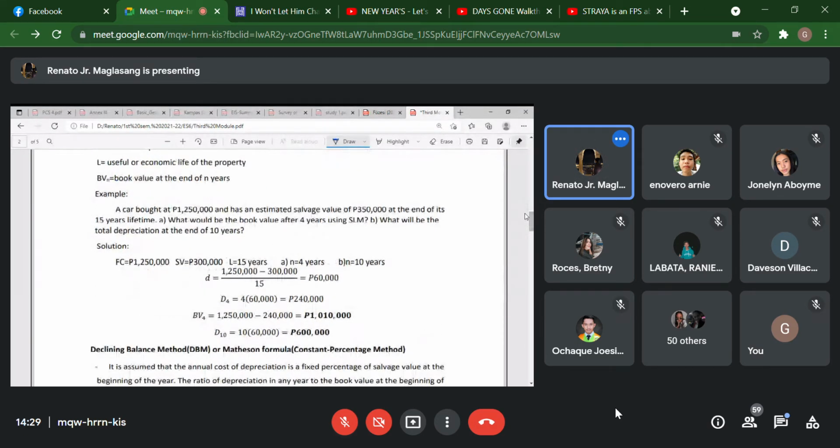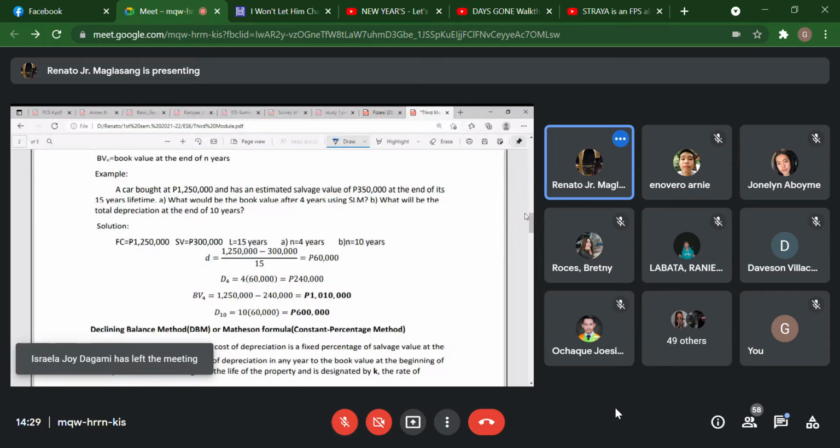So for example, you have a car bought at 1.25 million with an estimated salvage value of 350,000 at the end of a 15-year lifetime. What would be the book value after 4 years using the SLM, straight line method? What will be the total depreciation at the end of 10 years?